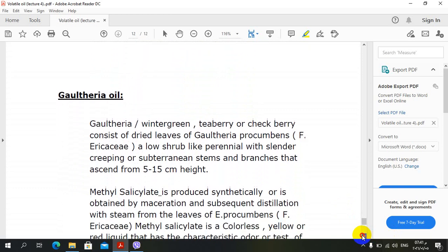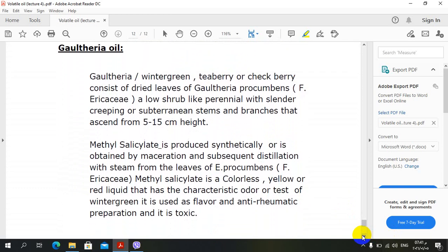Gaultheria oil, Gaultheria wintergreen, which is tea berry or checkerberry, consists of the dried leaves of Gaultheria procumbens, family Ericaceae, a low shrub-like perennial with a slender creeping or subterranean stem and branches that ascend from 5 to 15 centimeter height.